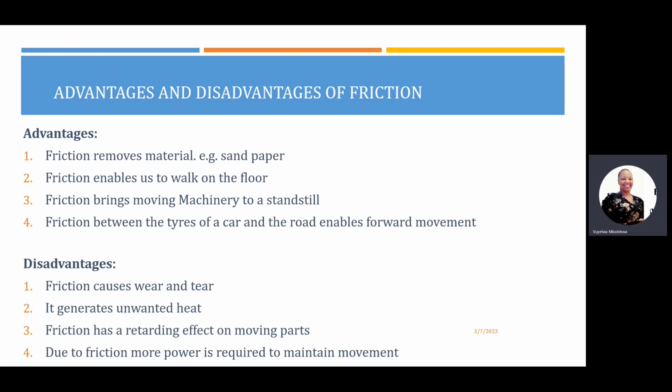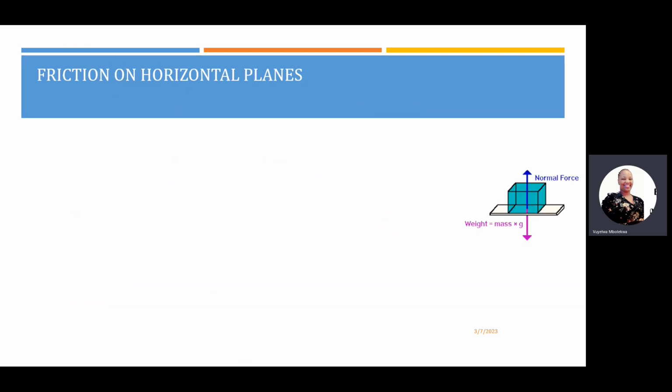What are the disadvantages of friction? What is bad about friction? It causes wear and tear. It generates unwanted heat. It has a retarding effect on moving parts. It sort of opposes the motion. And due to friction, more power is required to maintain movement. And that is the theory we have around friction.